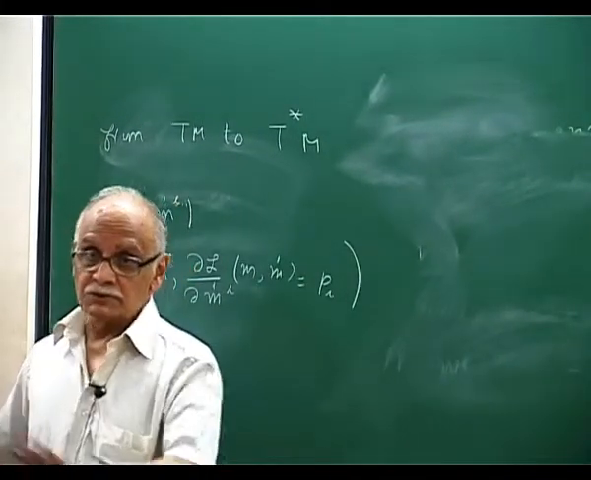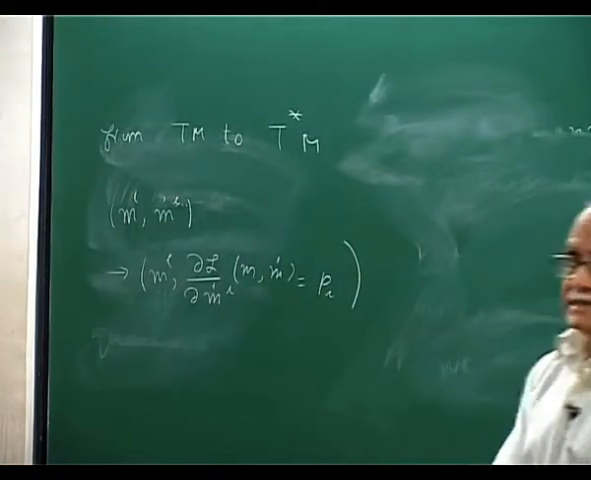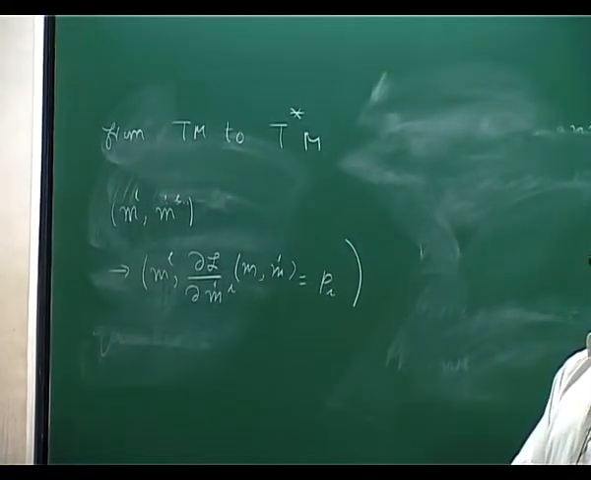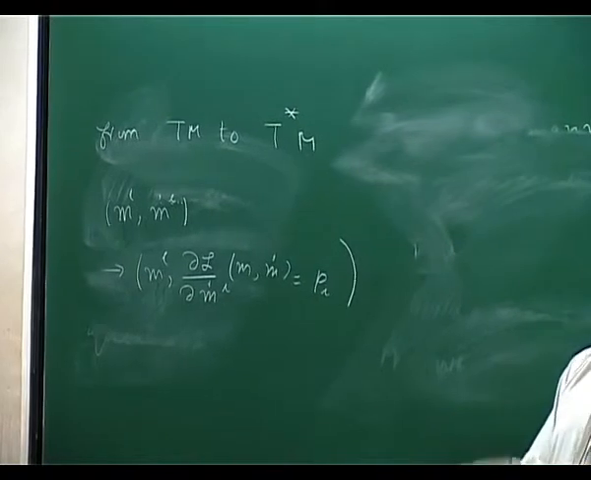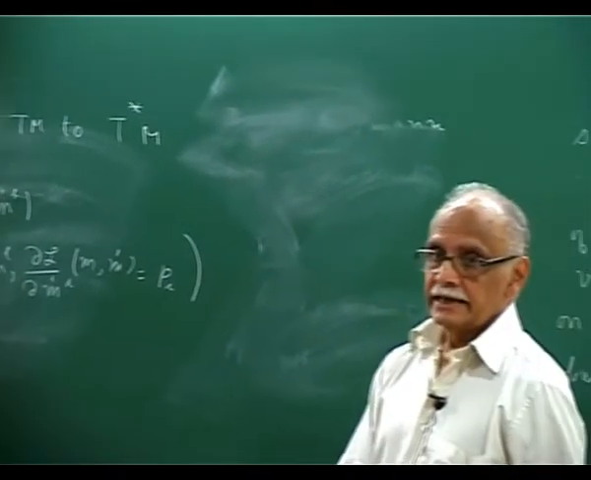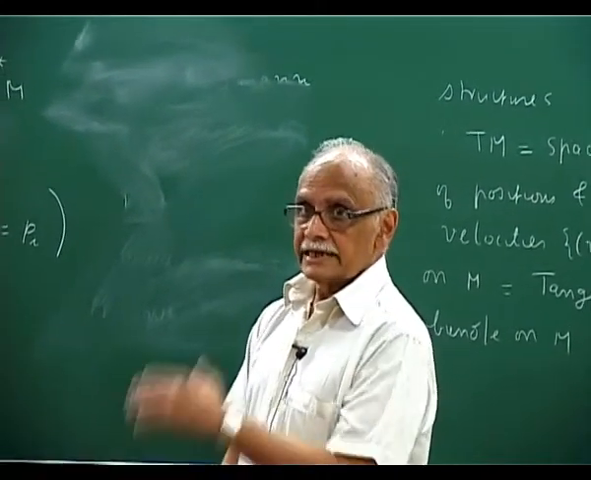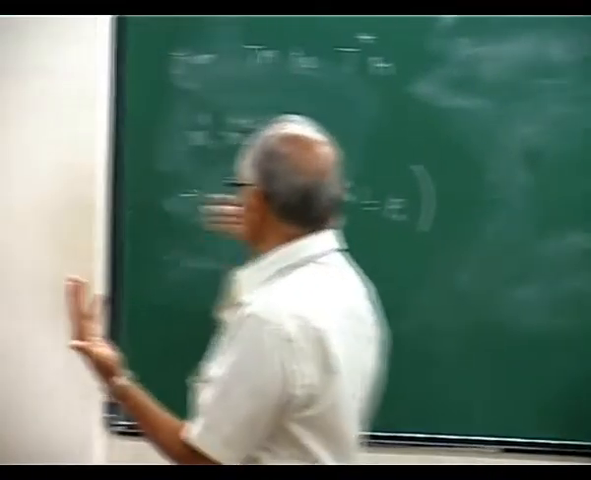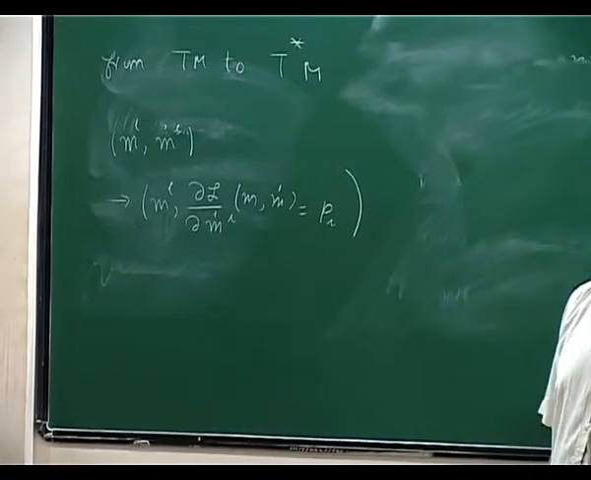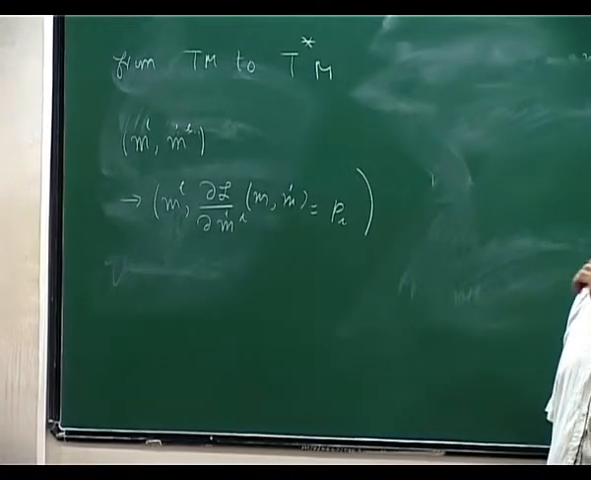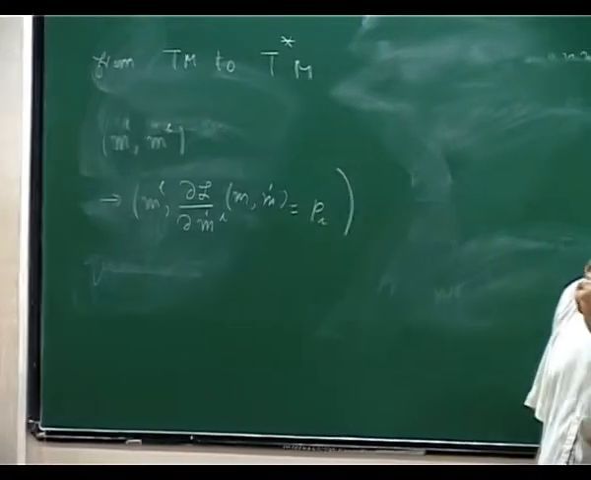Again, no equation of motion. I want to emphasize, none of this has anything to do with the equation of motion. Give me any arbitrary function on the tangent bundle, I can set up this mapping. So it is taking you from Tm to T star M, and normally we call it a Legendre map.